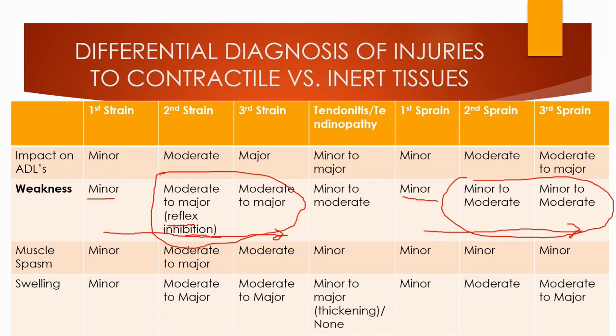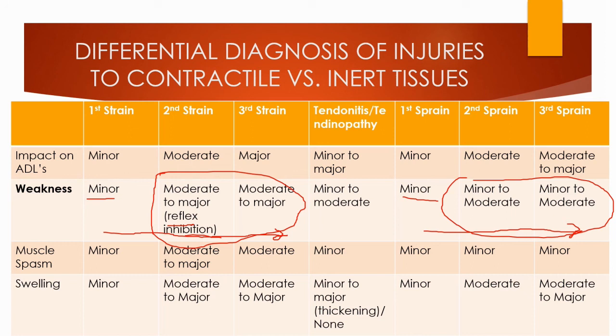So the AMA Guides tell us that weakness in the presence of pain does not qualify for permanent impairment, and this is a perfect example of that. Most of this weakness that we're going to see with these muscle tendon injuries and ligament injuries is due to reflex inhibition, and while the examinee may qualify for permanent impairment due to other aspects, they will not qualify for permanent impairment due to loss of muscle strength, because the muscle weakness is due to pain.